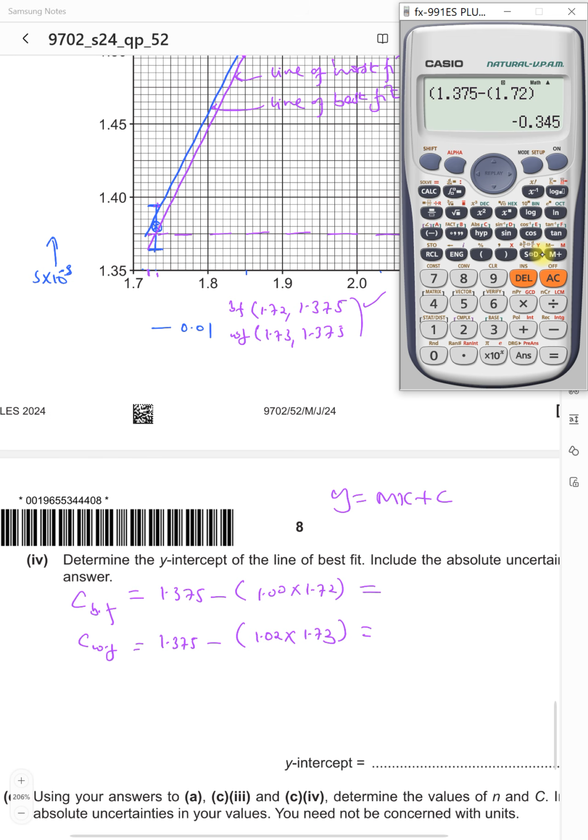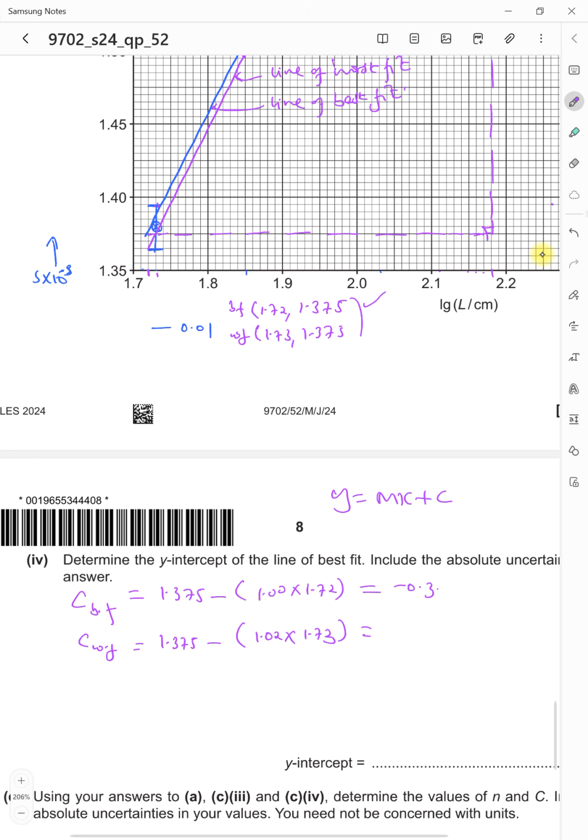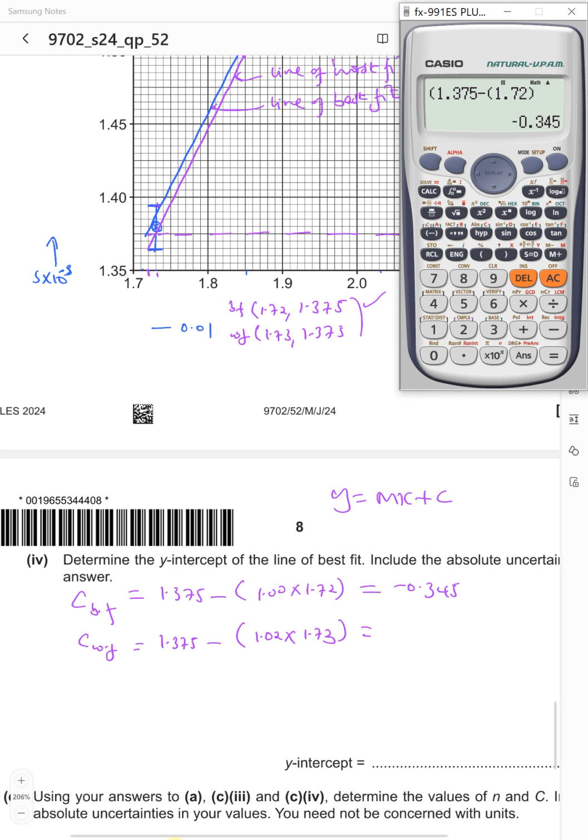So this is negative 0.345. Then the other one is 1.375 minus 1.02 times 1.73. So this is negative 0.38. I want the same decimal places, so it will be negative 0.390.